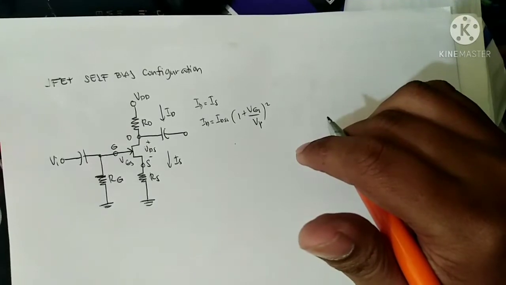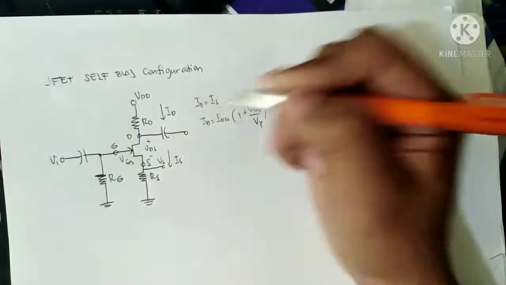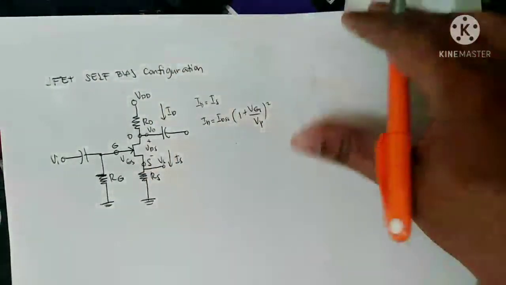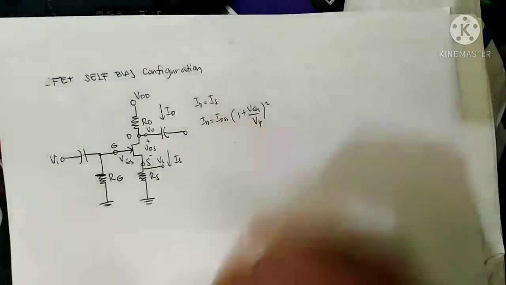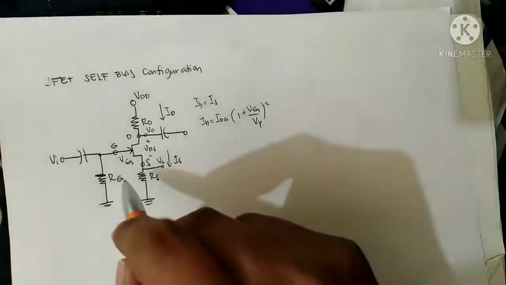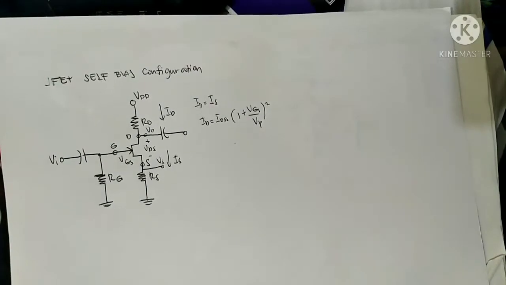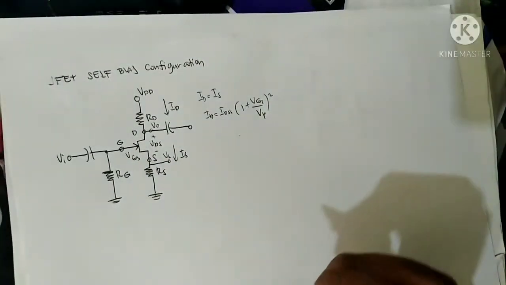Another one: the voltage here is VS, and the voltage here is VD. So we're going to compute VGS, VDS, and the drain current in order to calculate the important parameters: the input current, input voltage, and the output voltage, as well as the output current. So let's start first with the VGS.